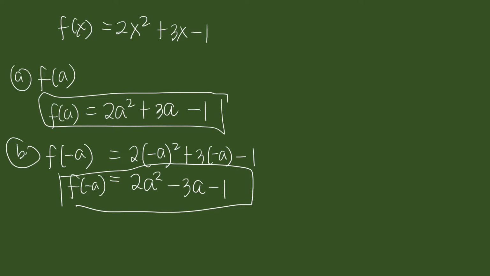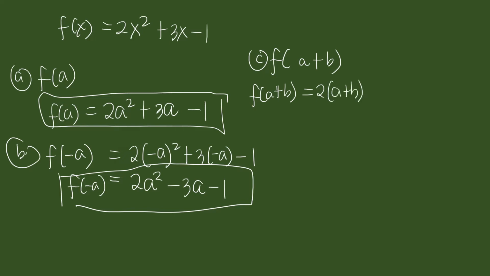Then how about if you're asked to find, let's say, f of a plus b. So let us work on this one. So the f of a plus b will be equal to 2 times a plus b, of course, we square that. We simply replace the value of x by a plus b as our input value, plus 3 times a plus b minus 1.